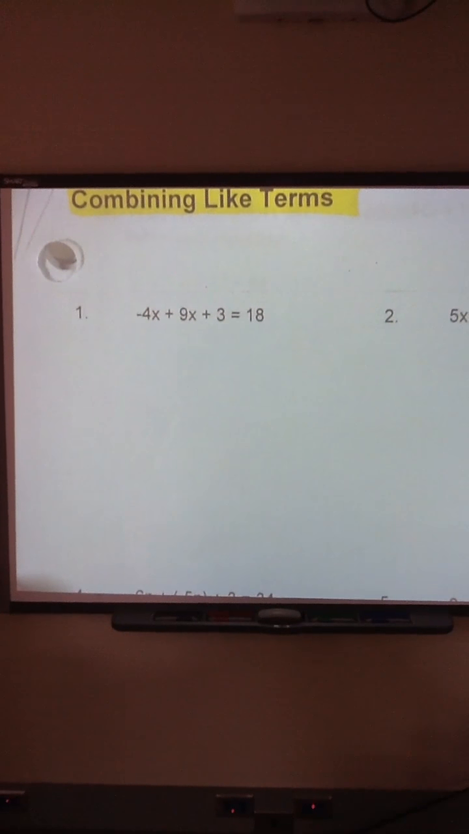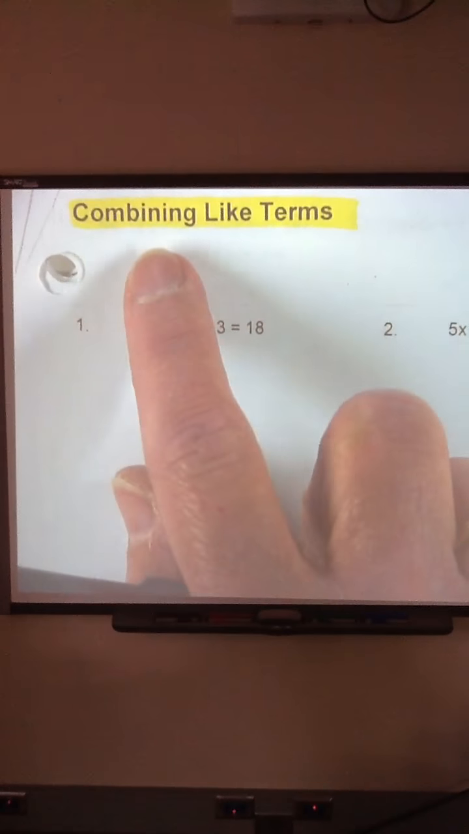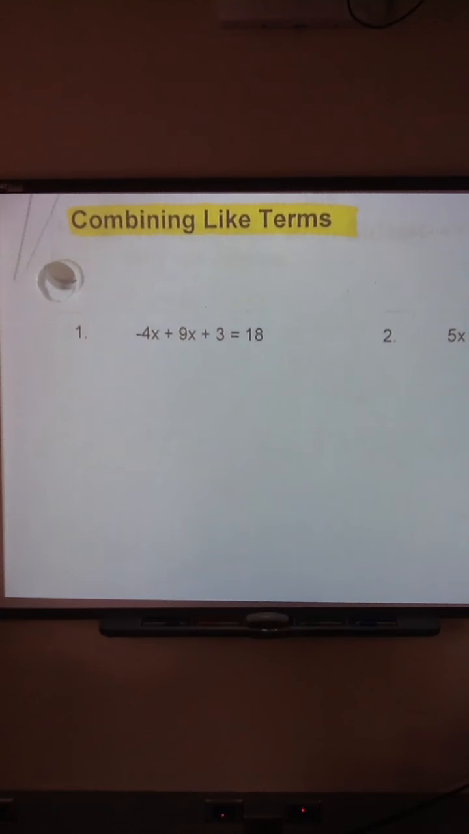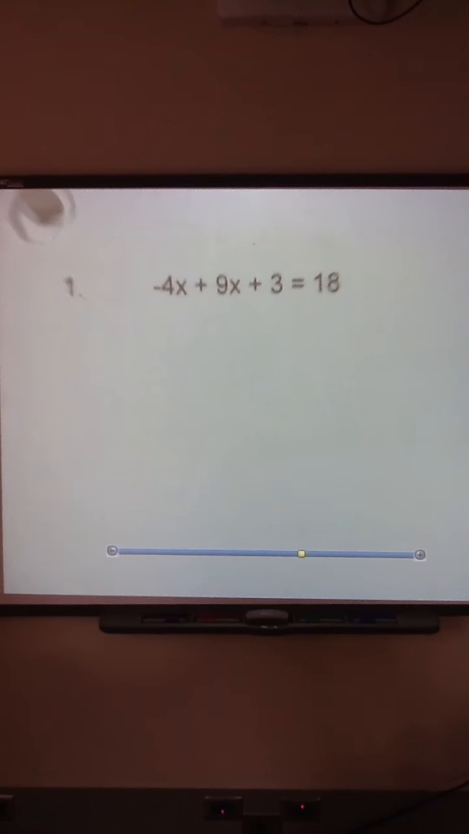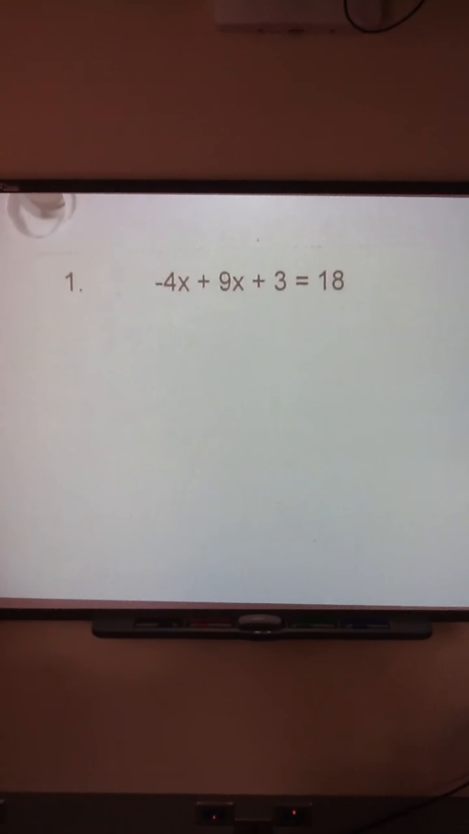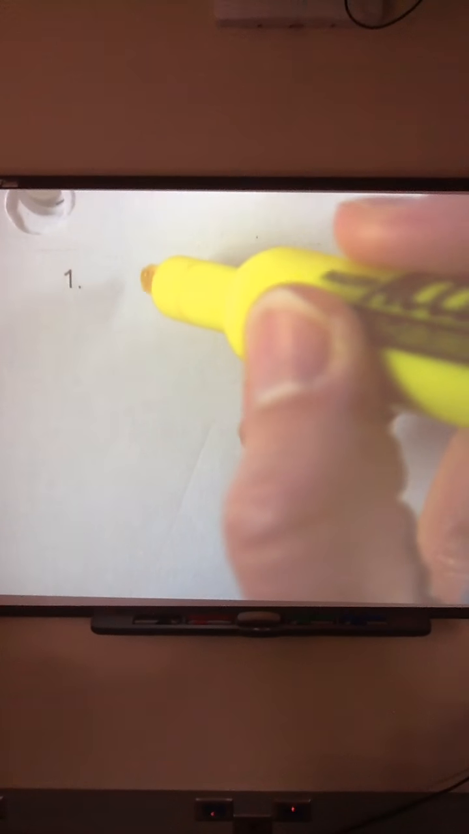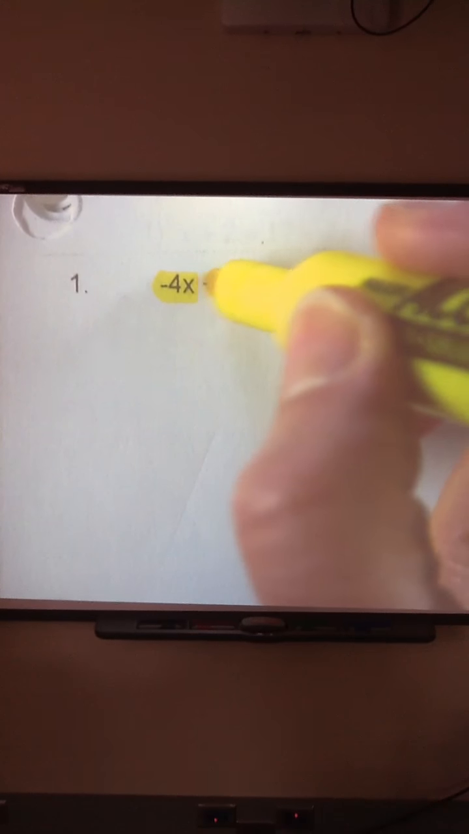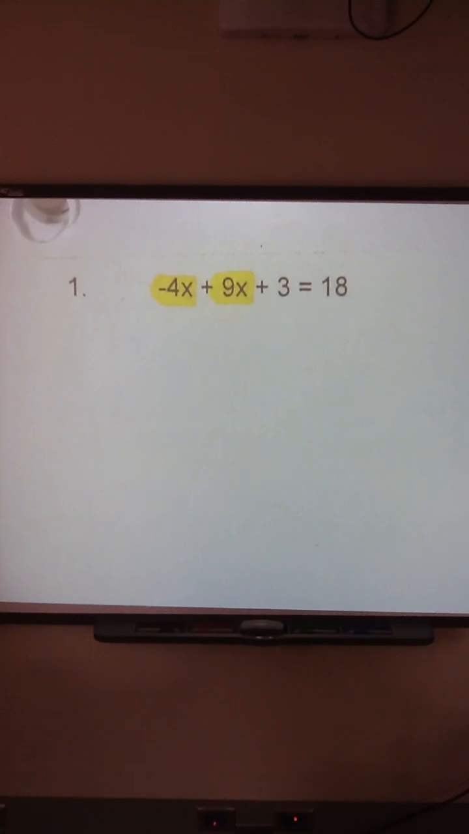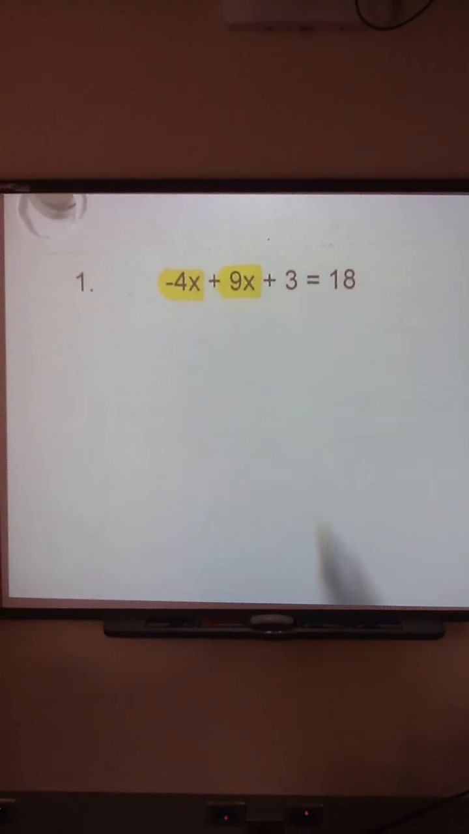In this lesson, we are going to learn how to solve an equation in which you have to combine like terms. We'll start with problem number 1. In problem number 1, you'll notice that there are two terms that are alike, two terms that have the same variable. And so what we need to do is to combine those two terms into one.